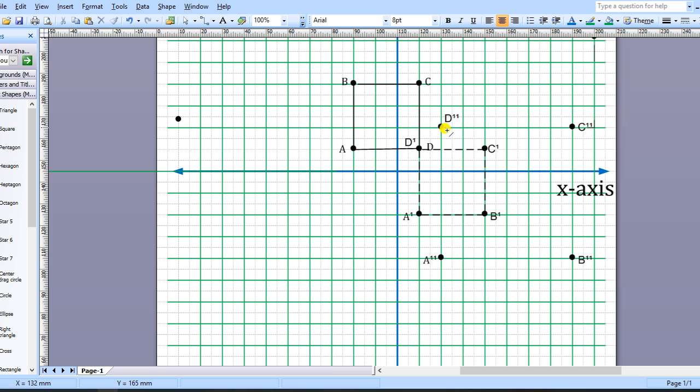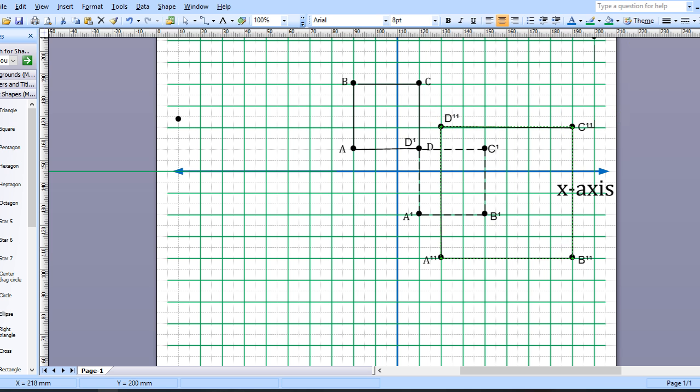Good. So I can join them together. Oh, sorry for that. Let me begin afresh. So D double prime to A double prime. A double prime, we are joining it to B double prime. B double prime, we are joining it to C double prime. And C double prime, we are joining it to D double prime.